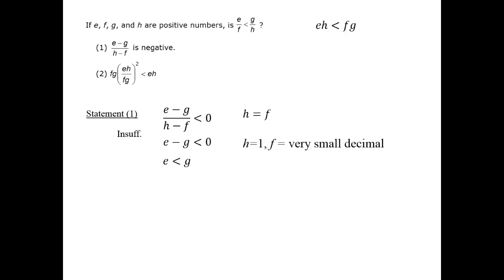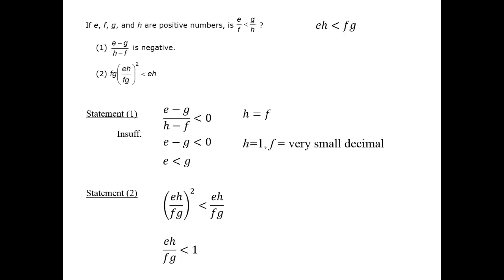Statement 2 reeks of algebraic trickery. We can obtain the following by dividing both sides of the inequality by FG. The thing on the right side is the same as what's inside the parentheses. So statement 2 tells us about a fraction which, when squared, becomes smaller than it was originally. That means the fraction must be between 0 and 1. Therefore, this statement is equivalent to the fact that EH over FG is less than 1.